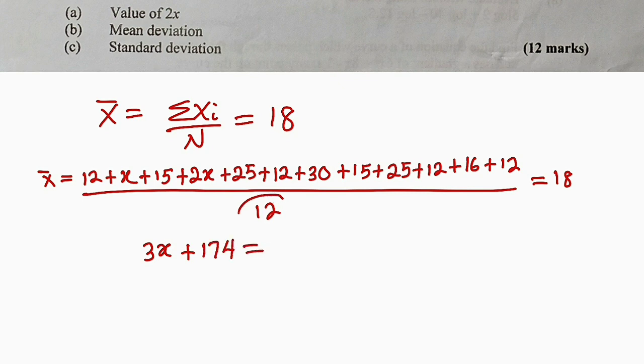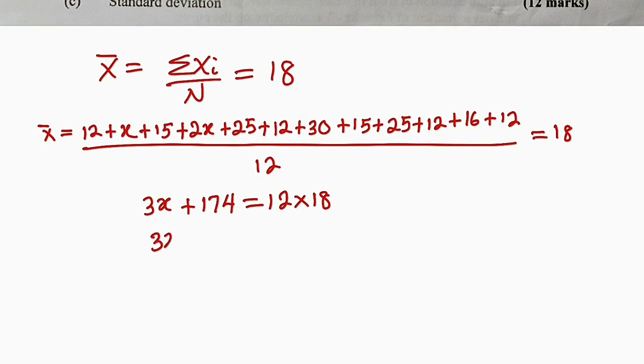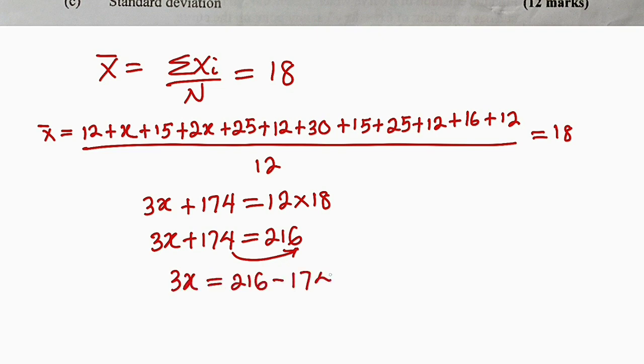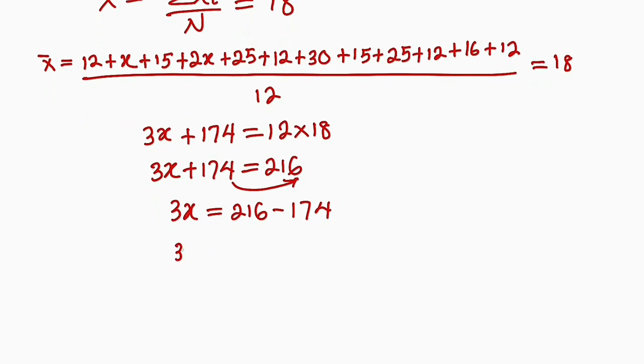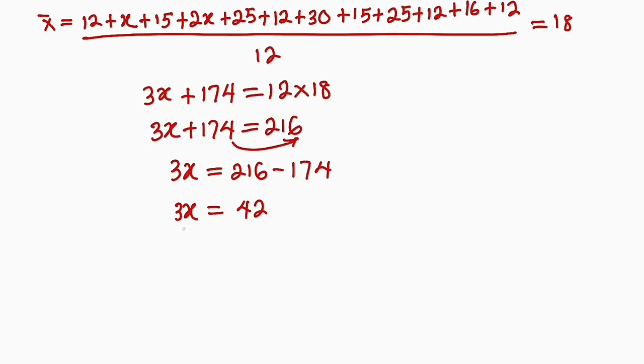This is equal to 18, you can cross multiply, right? So we have 12 times 18. So 3x plus 174 is equal to 216. You can take this one to the other side. You have 3x equal to 216 minus 174. And 216 minus 174 is equal to 42. So 3x is equal to 42. To find the value of x, we divide both sides by 3. X is equal to 42 divided by 3.